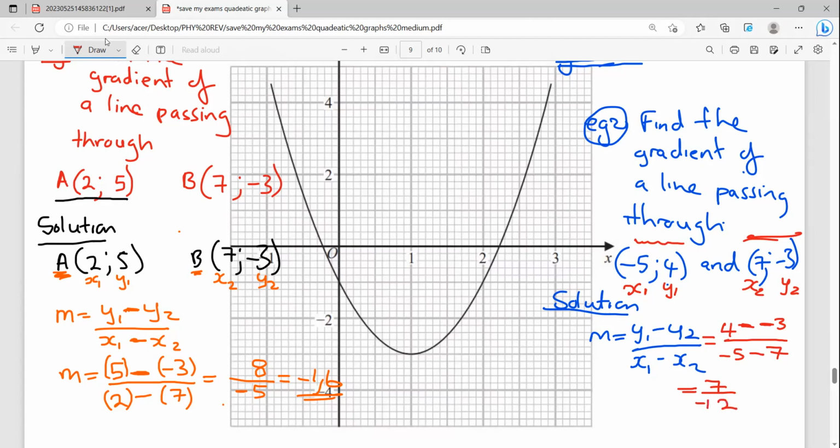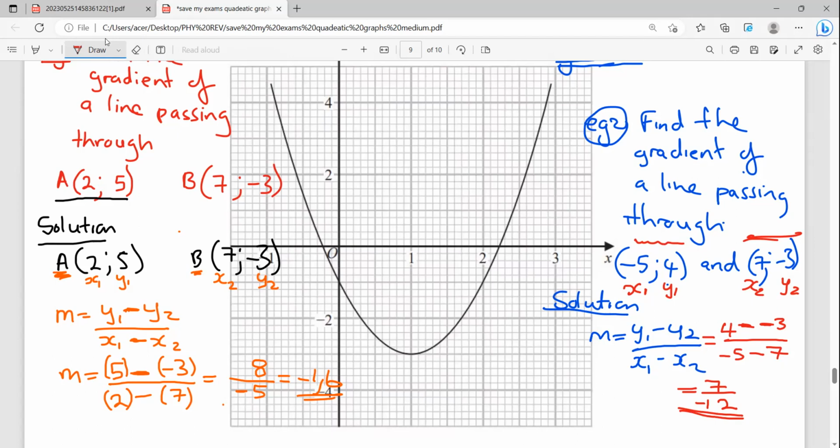Are we together? Yes, sir. And right from here, we found our gradient. So I'm going to give you an exercise just to practice on finding the gradient using the formula. And yeah, it's not that hard.